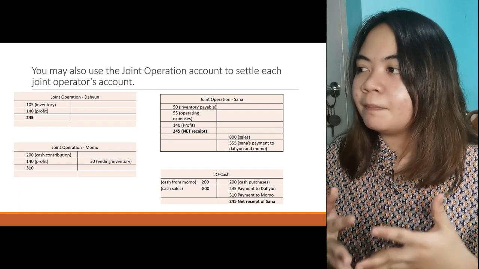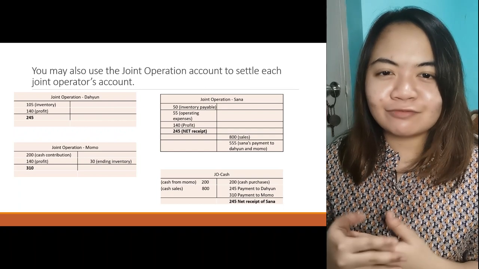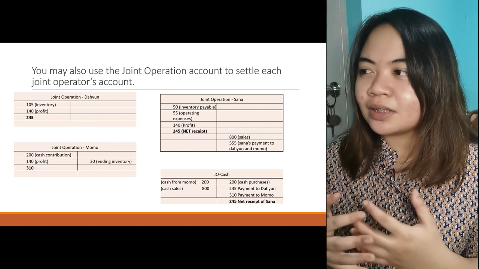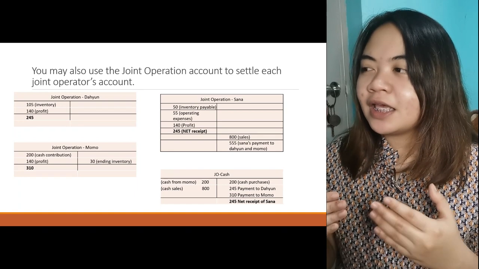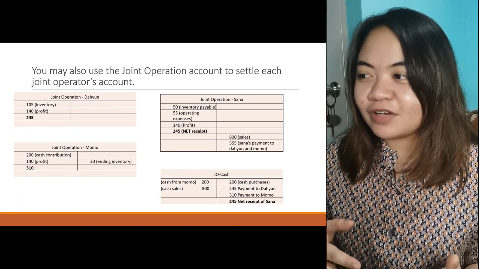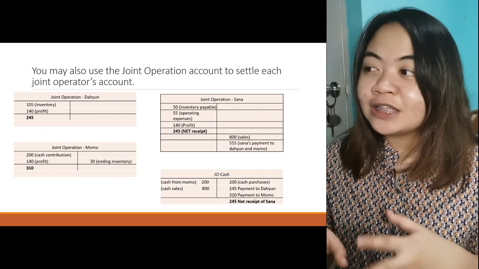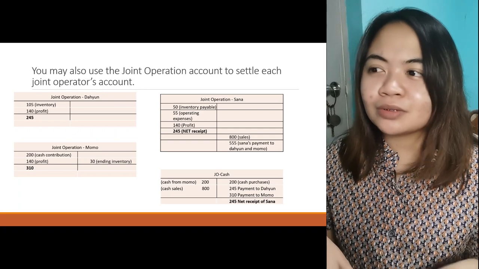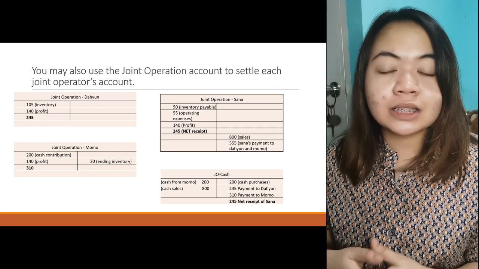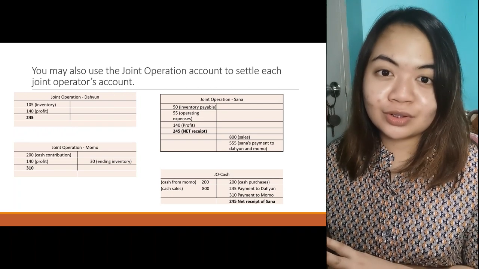Okay? So, we have 105 inventory. Kasi naglabas siya ng inventory. So, sa books ni Dayon, nag-105 siya. And then, record mo yung profit niya na 140. You'll get 245. So, actually, ito yung payable to Dayon, payable to Momo, and payable to Sana. Nagkabaliktad lang sila ng debit credit because this is sa joint operations account.